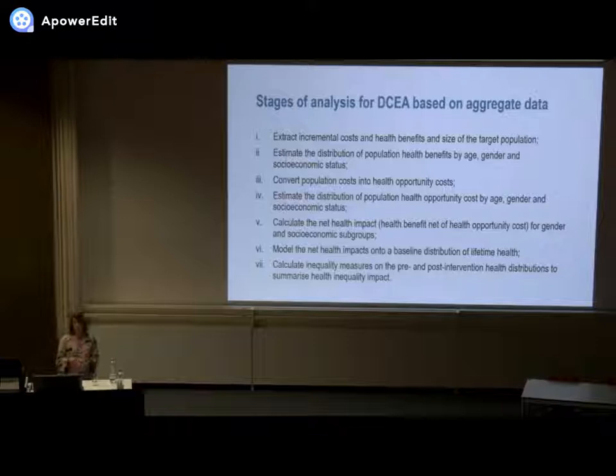We then took the incremental costs and converted them into health opportunity costs. And in a separate piece of research that we've done, we know a bit about how a marginal change in NHS expenditure affects health for different groups in the population defined by these same equity-relevant characteristics. So then we could get a distribution of net health impact and add this to what we know about the baseline distribution of healthy life expectancy in the UK between these types of groups and calculate our inequality measures pre and post the interventions to summarize the net health inequality impact of each of these interventions.